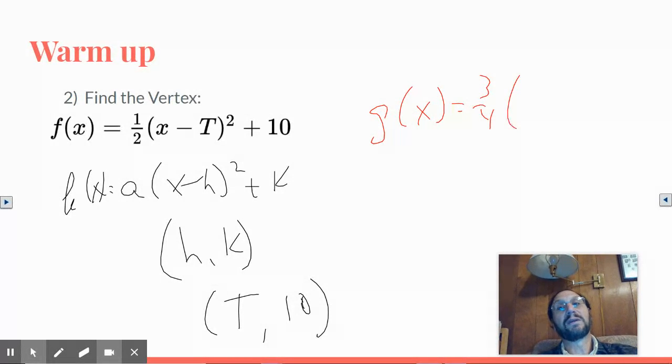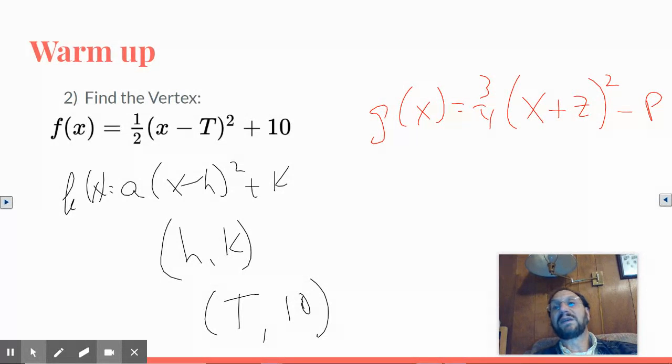So try this one. If I make another problem where I just put random values in different places, I can put whatever I want there, and you should be able to figure it out. So (x + z) quantity squared minus p. Go ahead and find the vertex. Pause, try it.